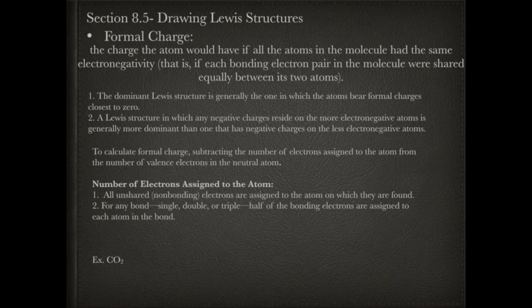So if you look at the example of carbon dioxide, here's where the issue arises. There are 2 different ways of drawing carbon dioxide. You could have 2 double bonds, or you could have a single bond and a triple bond. You don't know which one is dominant. However, you can figure that out really easily. The first thing that you need to do is determine the number of valence electrons for each of these atoms. That's easy. Oxygen has 6, carbon has 4.